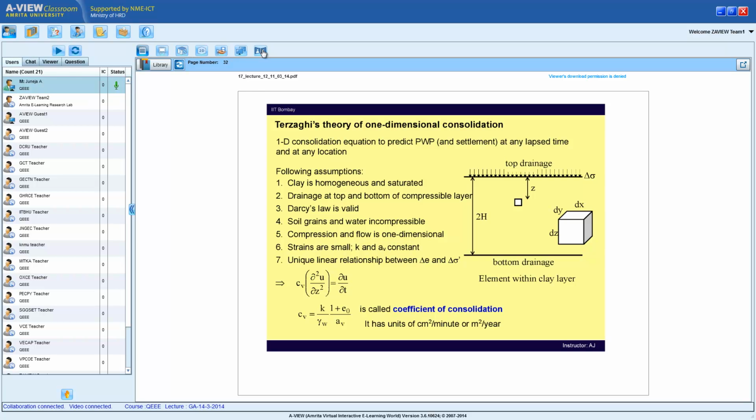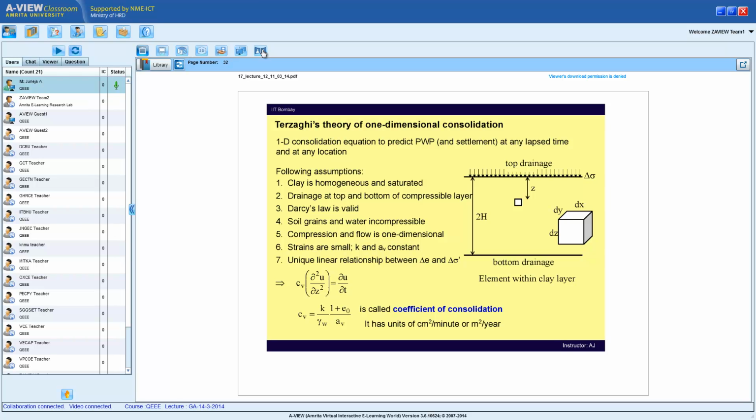Okay, let me go back to today's task. Today's task is to look at Terzaghi's one-dimensional consolidation equation. Now we will not go into derivation of the equation. Usually in our class over here we do the derivation, but for convenience I'm going to skip this derivation for today's lecture.